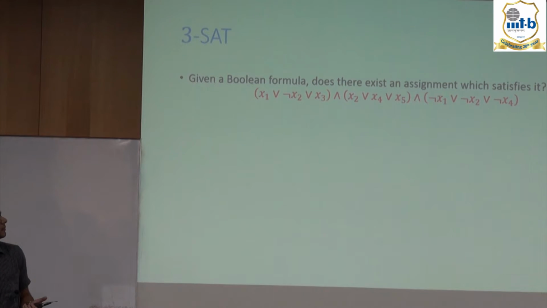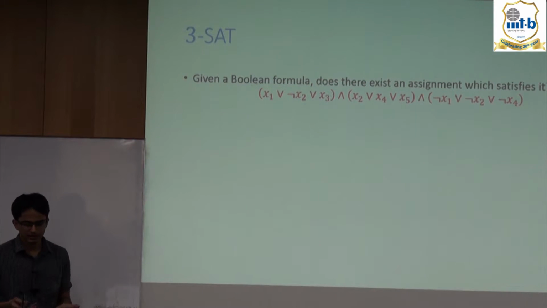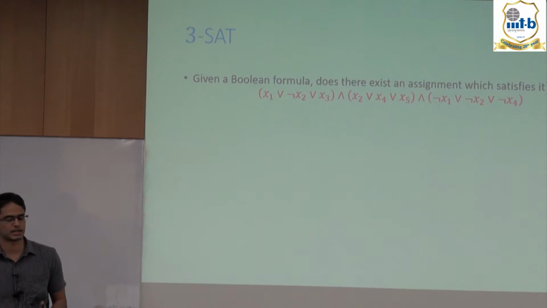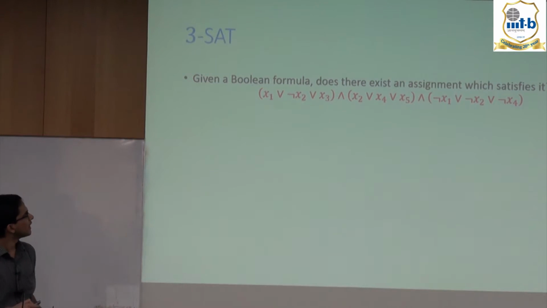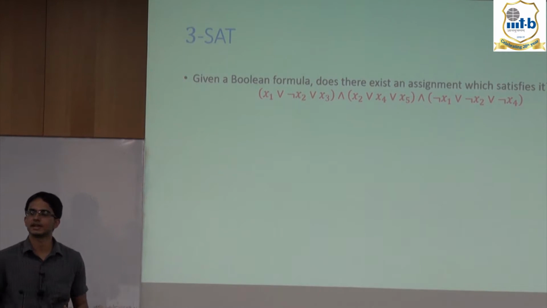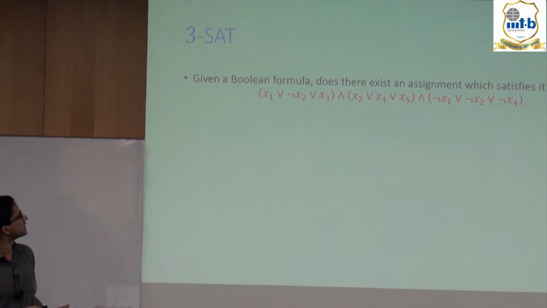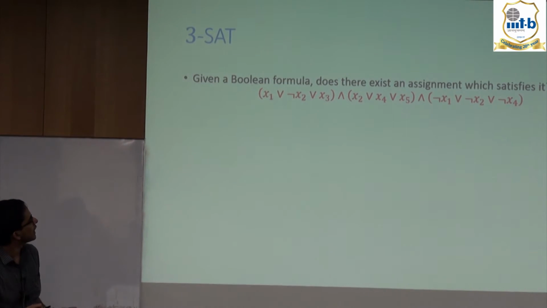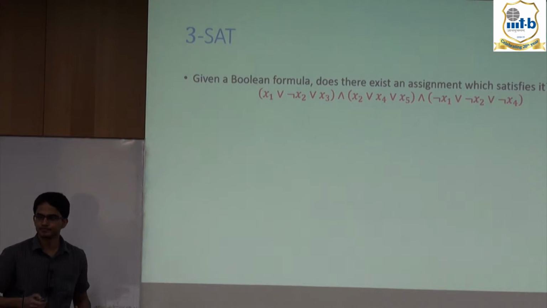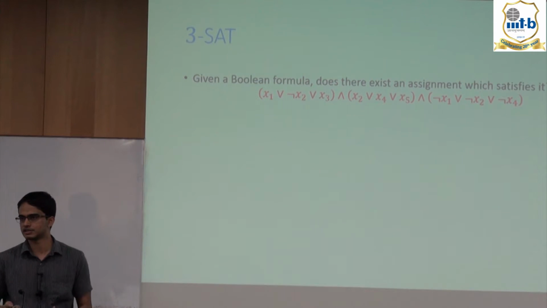And for simplicity, we'll assume that each clause has exactly 3 literals. Firstly, it's for simplicity, and secondly, it's without loss of generality, so you can reduce any problem in NP to such a form. We want to ask the question: does there exist an assignment which satisfies this or not? In this case, you can easily verify that it does. If you set x1 to be true, x2 to be true, and x4 to be false, then clearly it satisfies that.